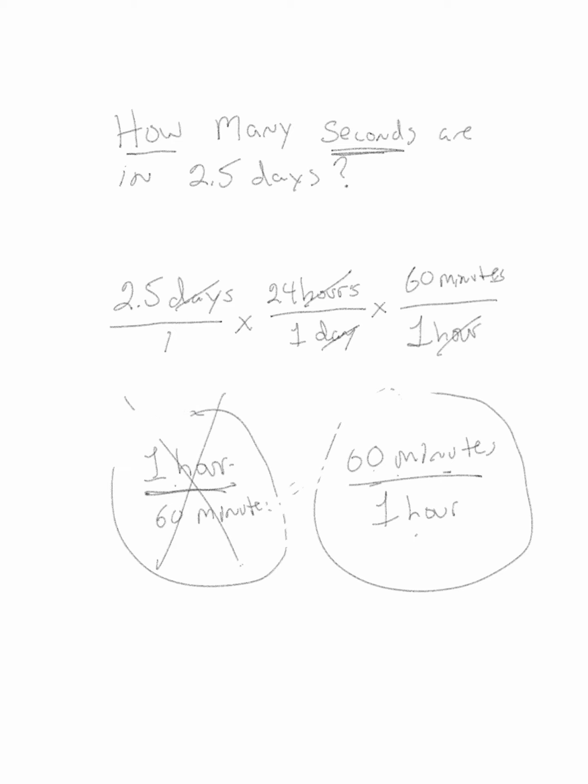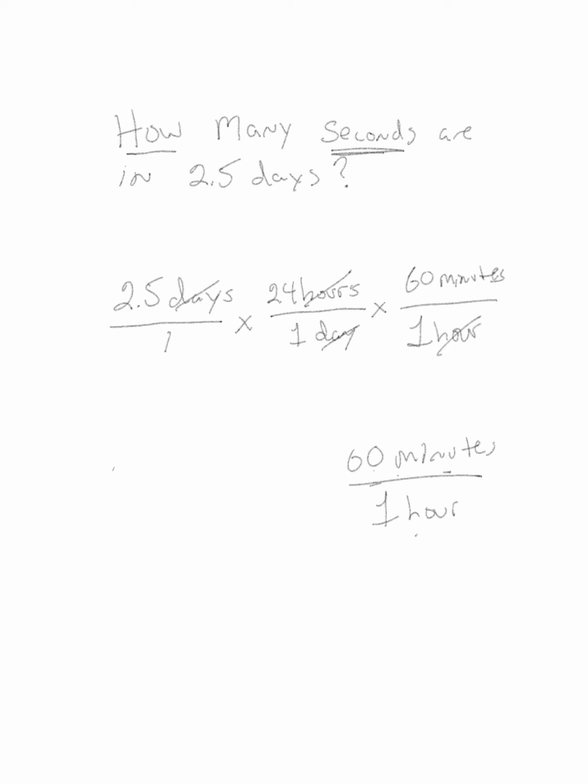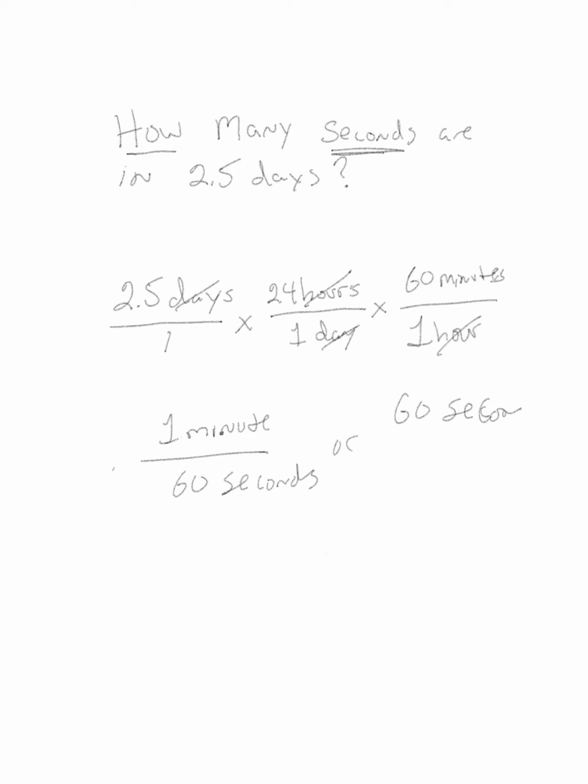Now I need one more conversion factor to go from minutes to seconds. I'm going to have to figure out which one I can use. I can either put the minutes on the top or the bottom. So you have 1 minute over 60 seconds, or 60 seconds over 1 minute. Which one of these is going to cancel out? It's going to be the one on the right, 60 seconds over 1 minute. Why? Because the seconds are on the top and minutes on the bottom. The minutes will cancel out.